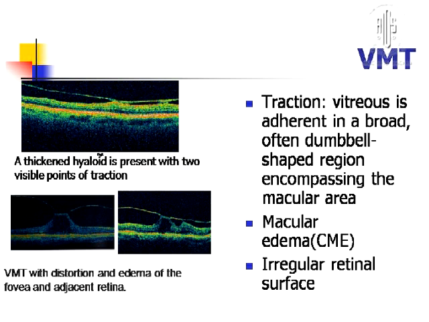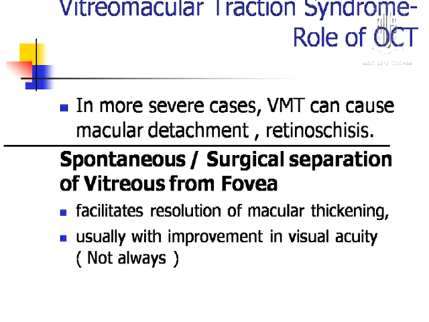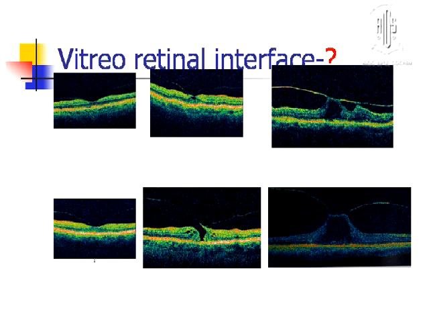This is the other pattern where it has pulled in the anterior-posterior direction, and there is a distortion and edema of the fovea and adjacent retina. This could, in more severe cases, result in retinoschisis or maculoschisis and macular detachment also. And once we surgically release this, or sometimes rarely it happens spontaneously, this facilitates faster resolution of macular thickening, that is, anatomy gets restored, but functional improvement still may not be there or may take slightly longer. These are various vitreoretinal interface abnormalities or tractional forces, primarily anterior-posterior traction.